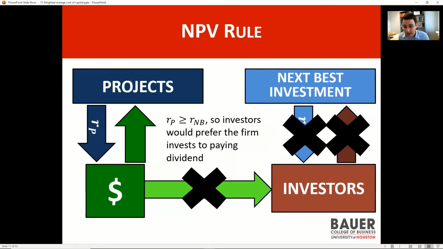It meant that the cash flows for the project are worth more than the cash flows that the investors could be getting on their next best investment.